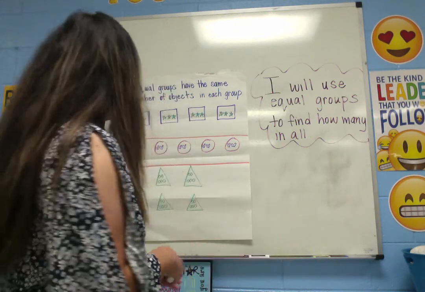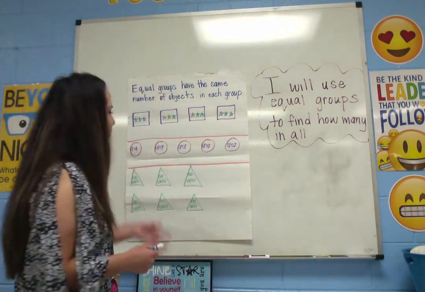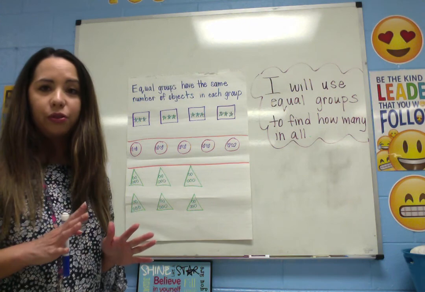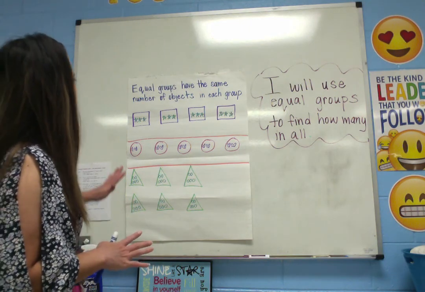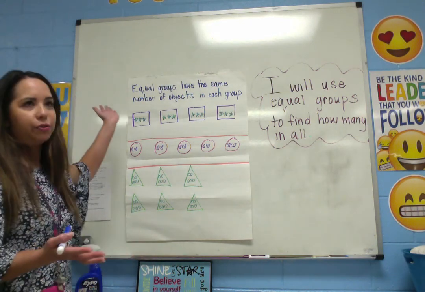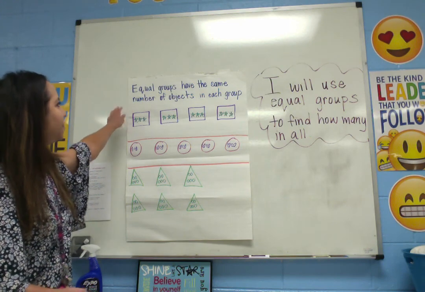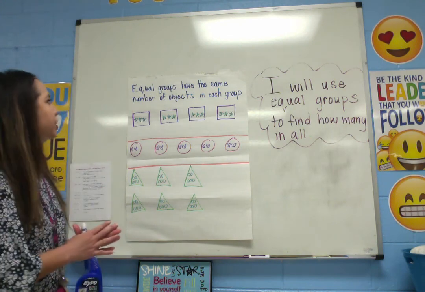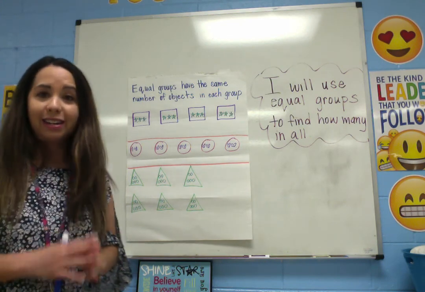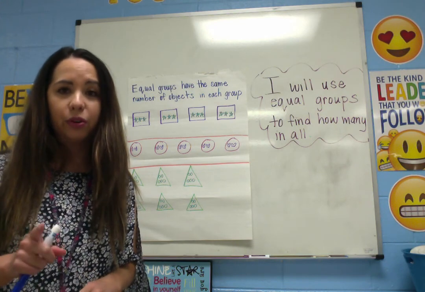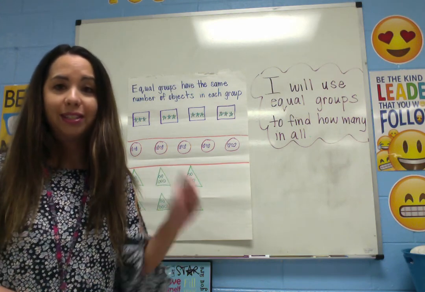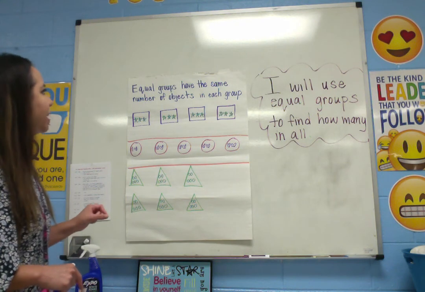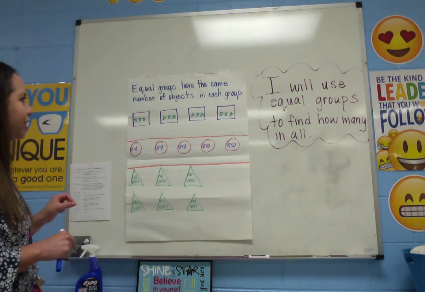Equal. When we talk about equal, let's look up here. I have some examples of equal groups. Well, what are equal groups? Equal groups have the same number of objects in each group. Okay, that's important. Equal, think about the same. Equal groups have the same number of objects in each group.